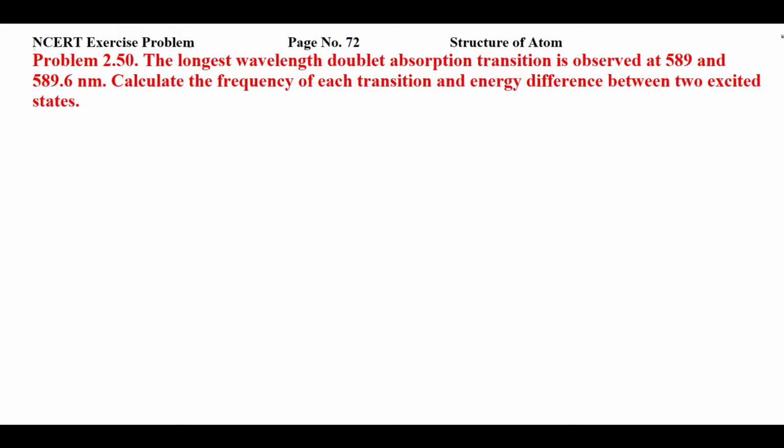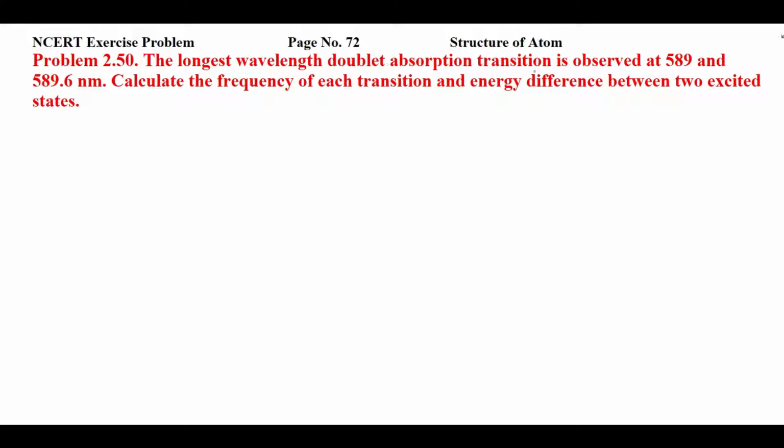Students, this is NCERT exercise problem 2.50 from page number 72 of structure of atom, right? So let's read this statement. The longest wavelength doublet absorption transition is observed at 589 and 589.6 nanometer. Calculate the frequency of each transition and energy difference between two excited states.